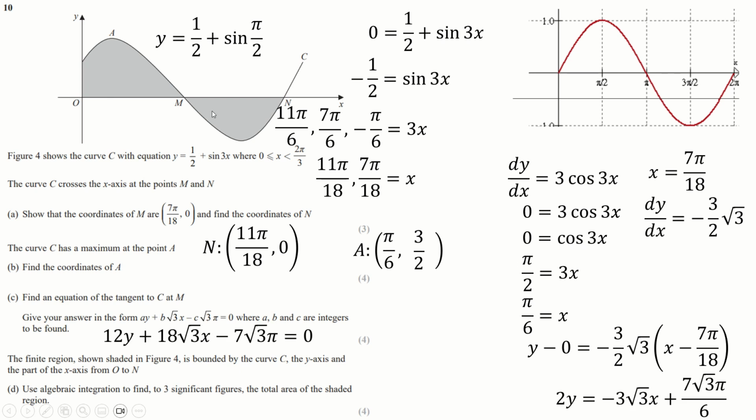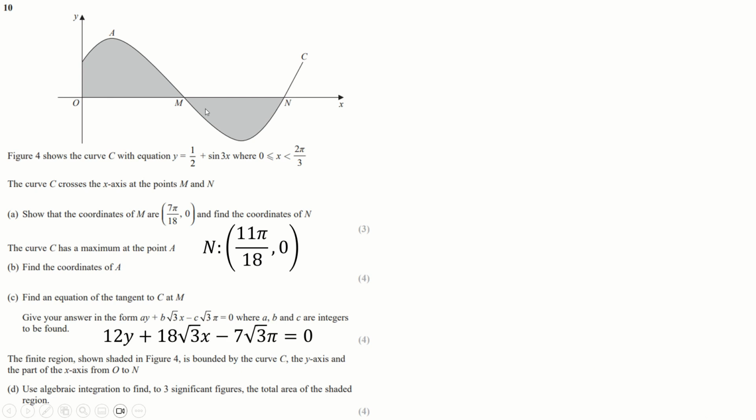The finite region shown in figure 4 is this. So these two regions here, they want to find both of them. So we've got a couple of things to do here. Firstly, we can't just integrate between 0 and 11π/18, because then this negative area would cancel with this positive one. So we need to integrate between 0 and 7π/18 of the curve.